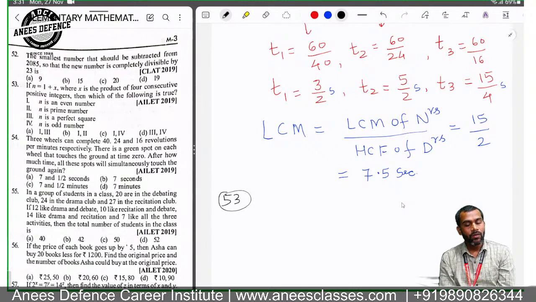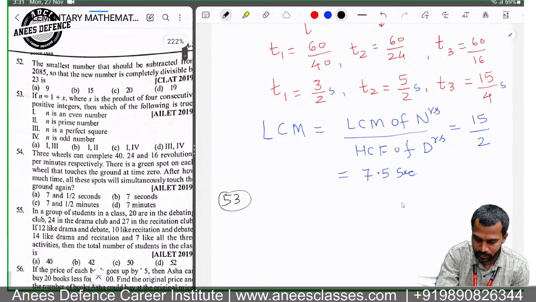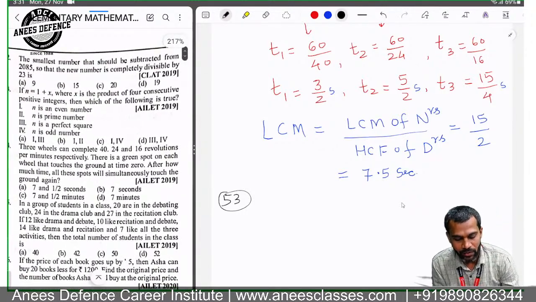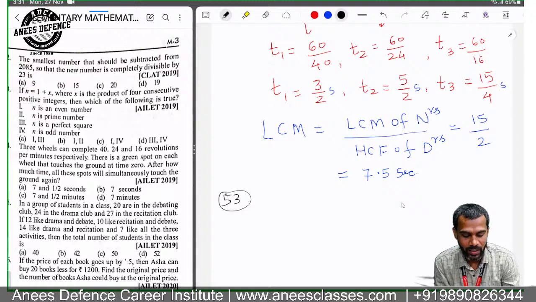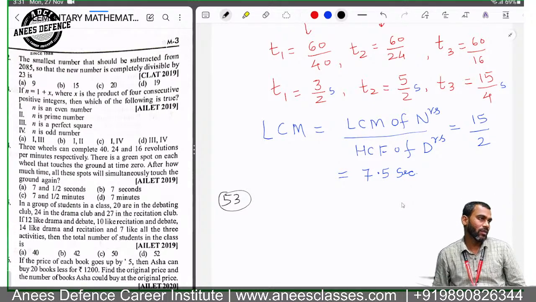See, the product of 4 consecutive numbers cannot be an odd number, because there must be an even number. Yes or no? Now, if you add 1, it becomes odd. So the first statement cannot be correct. So remove all those options where the first statement is there, and in the first 3 options the first statement is there. So the answer would be D. Simple observation. Very simple. I hope it is clear. Yes or no? Okay.